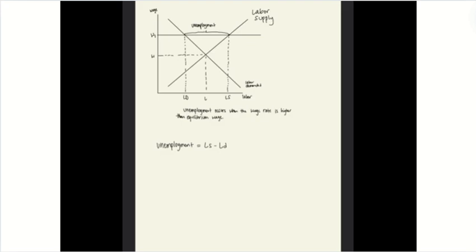We see that if you look at the equilibrium, which is this W and L, and then you look at W1, we see that W1 is higher than the equilibrium wage, and that when you subtract labor supply versus labor demand, that equals unemployment, and that's how you find unemployment.